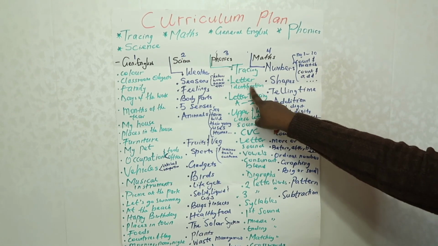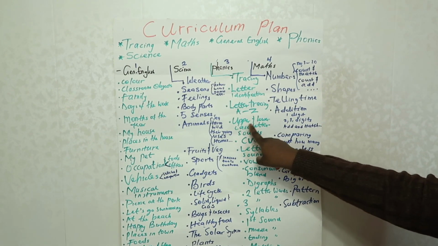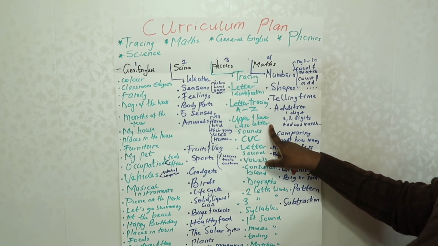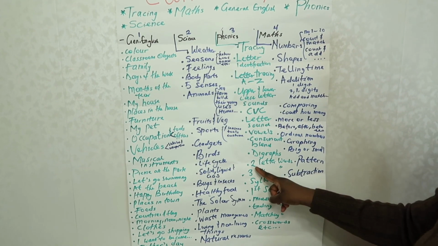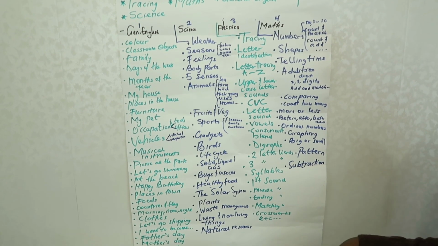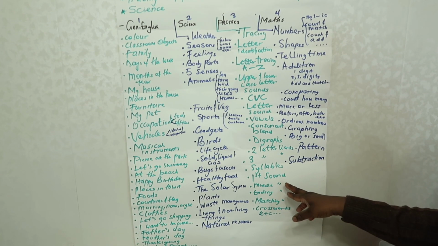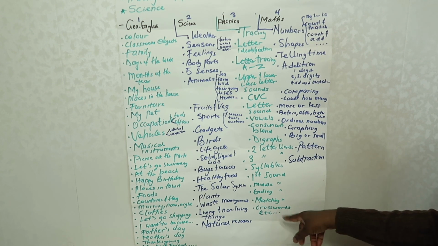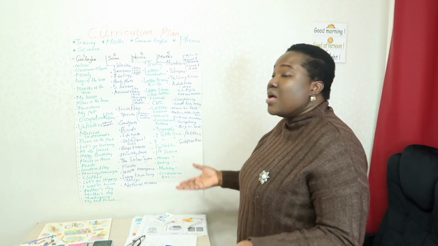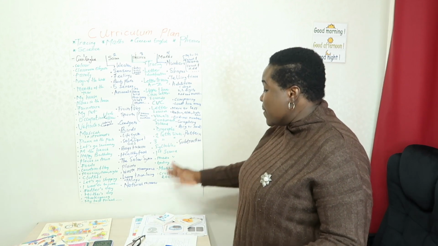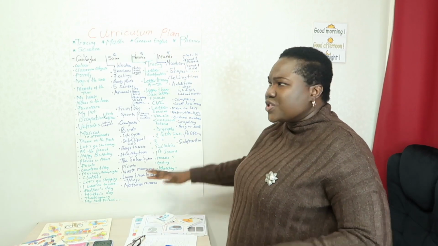Phonics. Under phonics, we have tracing, letter identification, tracing A to Z, upper and lower case letters, sounds, CVC blending, vowels, consonant blends, digraphs, two-letter words, syllables, first sound, middle sound, ending sound, matching letters, sounds to letters to images, crosswords, and lots more.